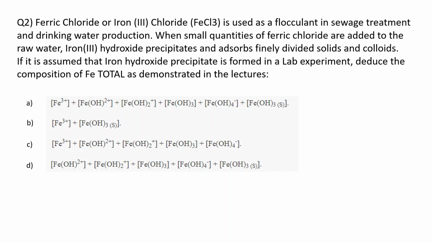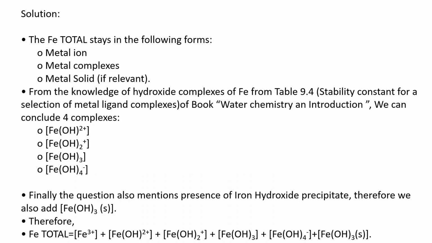So among these options, what can those be? Please take some time and try to deduce it. This can be easily done in your Visual MINTEQ also. While doing that, this will be your solution. The total iron will be in the following forms. It will definitely be in the form of metal ions, because it is in solution form.